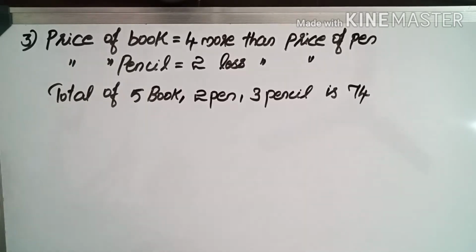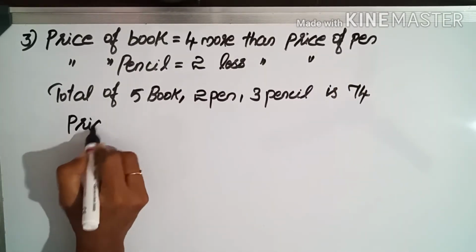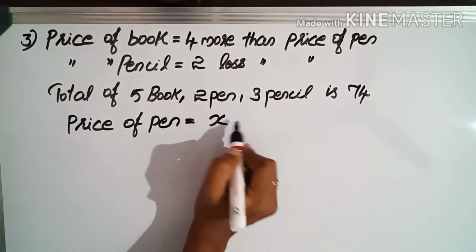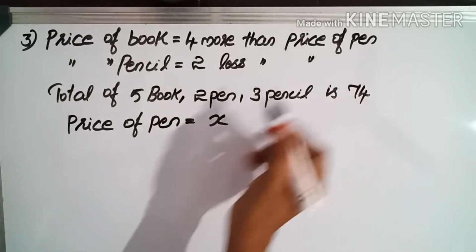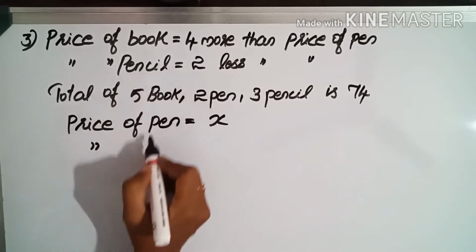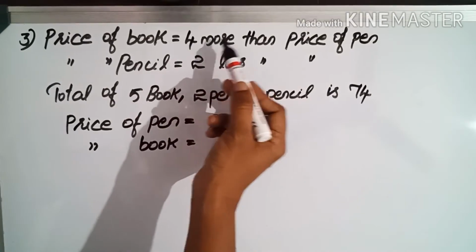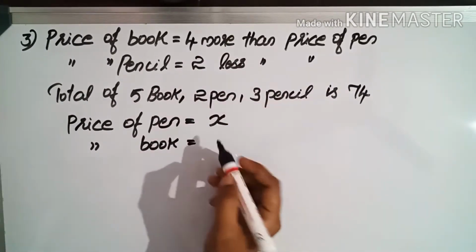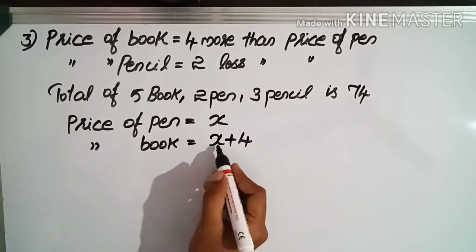So first of all, the variable will be price of pen. Price of pen we have to consider as what? X rupees. Now if price of pen is X rupees, what will be price of book? It is given 4 rupees more than price of pen. Whatever be the price of pen, 4 more. That means x plus 4.